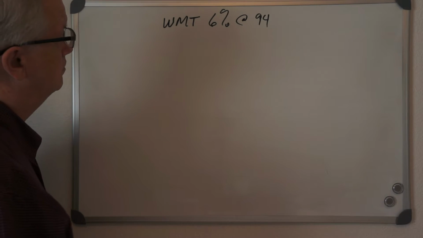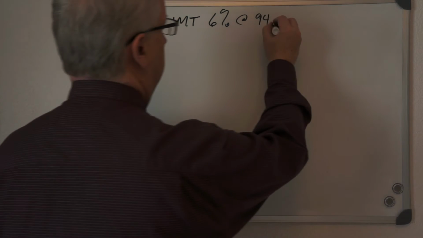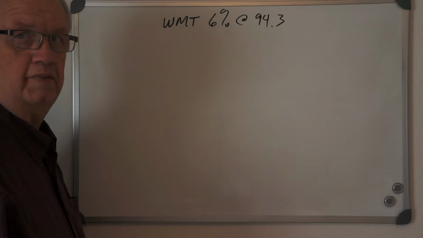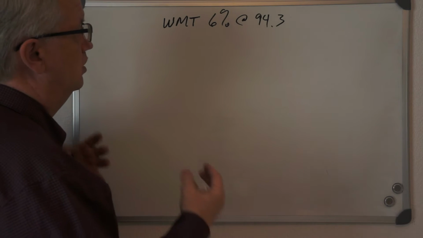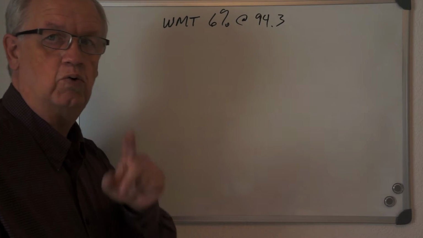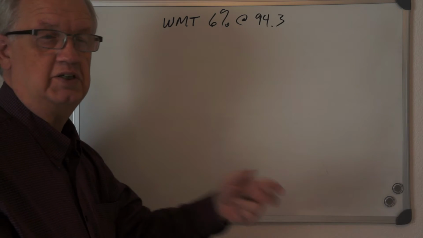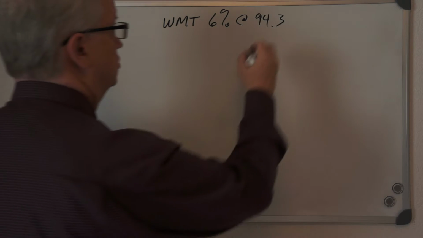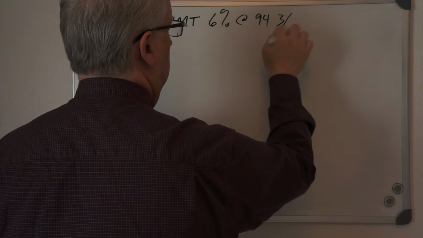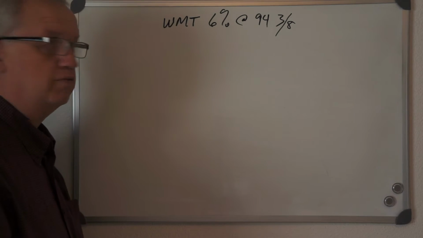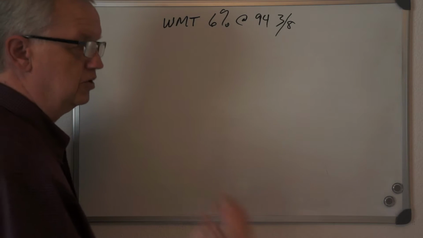But what if it's quoted like that? 94.3. Before, I always told you, move the decimal point over and that's the price. That's if it's priced or it's selling in the marketplace. But when they say it's quoted, it's actually 94 and 3/8. The same with municipal bonds.